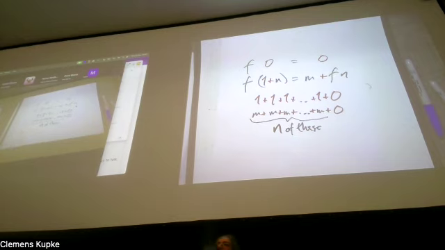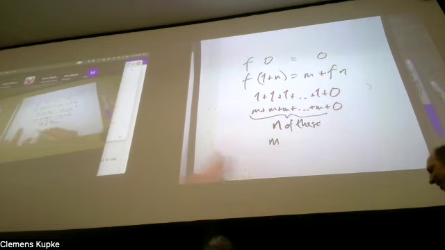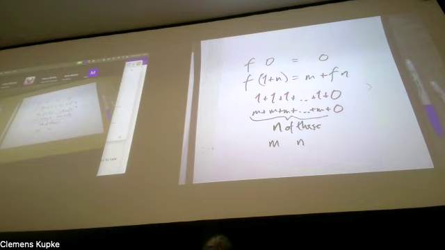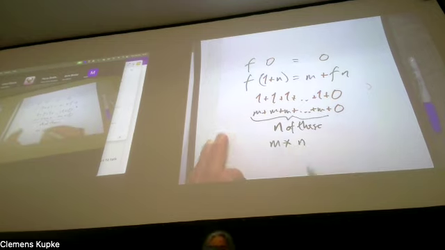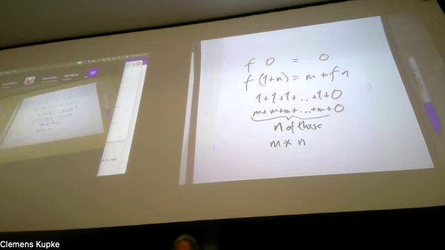Right. Our original n was made by adding up n ones. That's our input. Our output is made by adding up n m's. So what have we computed? Multiplication! So this is the thing we've been calling m times n.